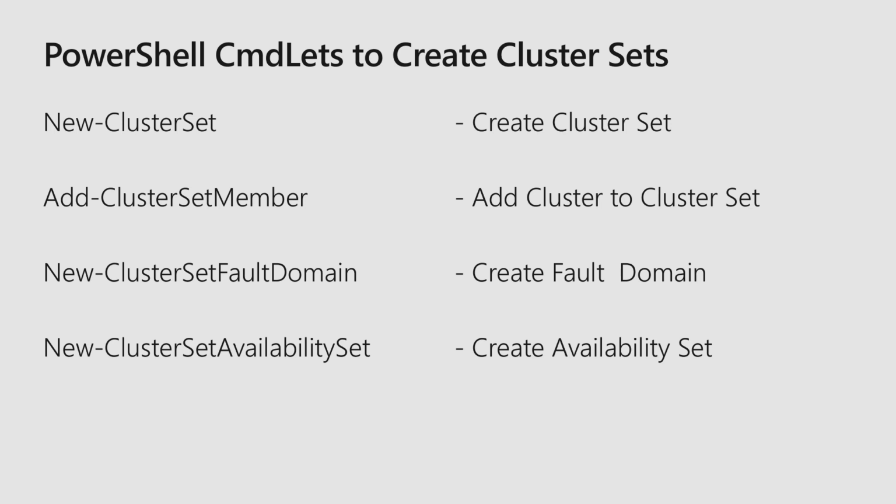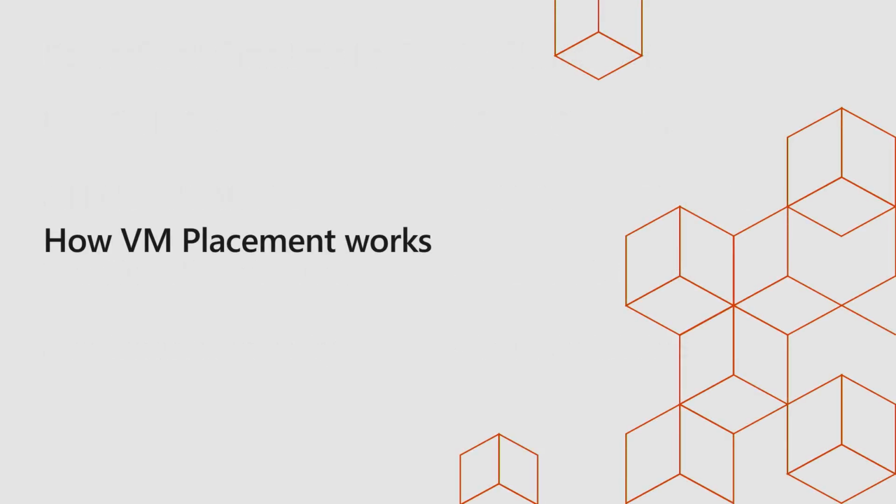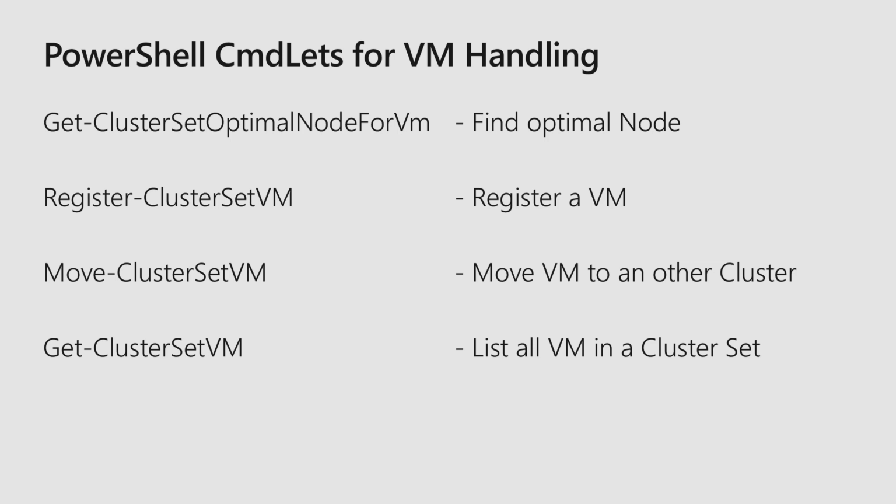Remember room 1, room 2, we would say cluster 1 is in fault domain room 1, cluster 2 is in fault domain room 1, 3 and 4 is in fault domain room 2. And we can also create cluster set availability sets. And when we then use them with our virtual machines, the cluster set cares about placing the VMs in different fault domains. I have some animation about how the placement works. First, the PowerShell commands for the placement or the VM handling.